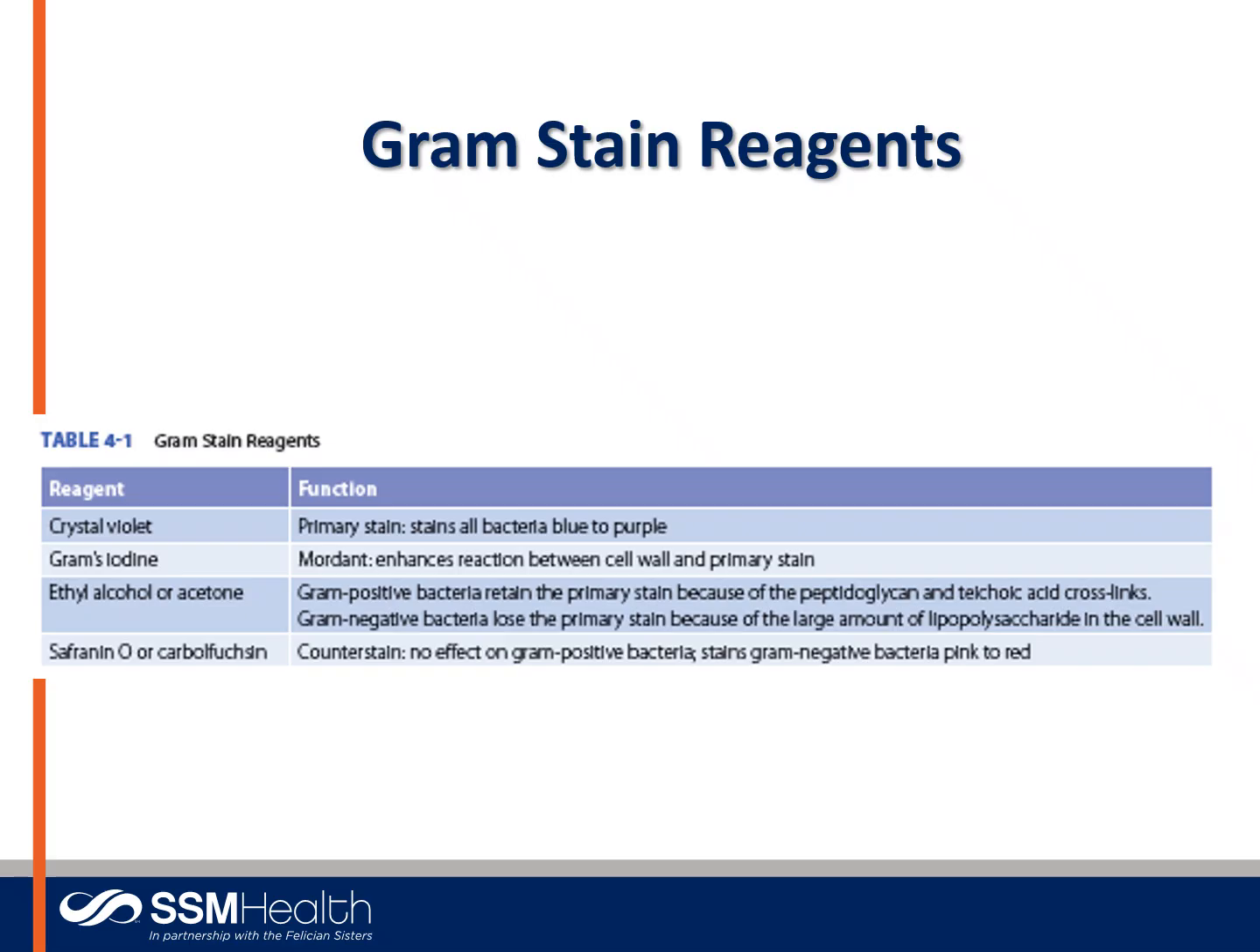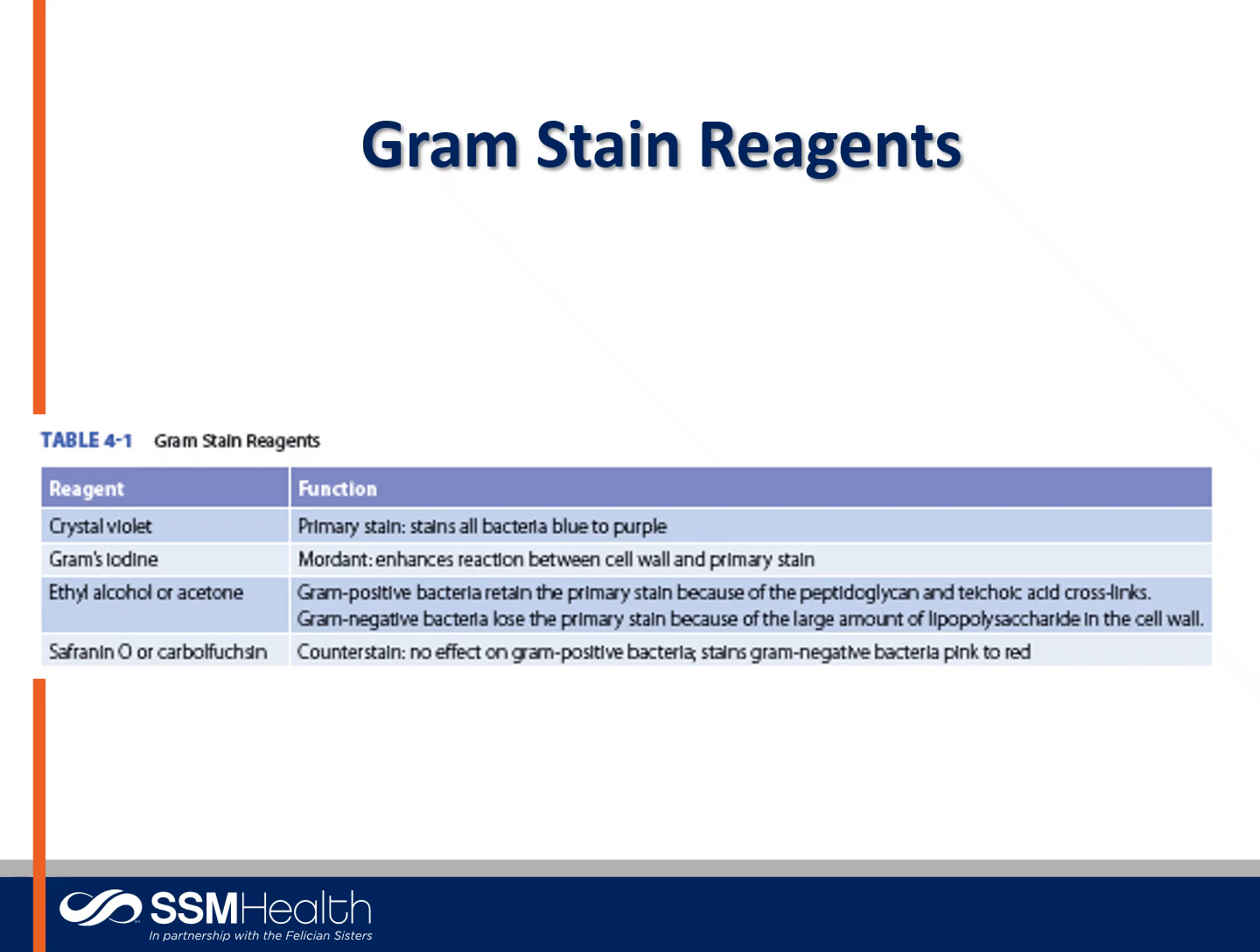So for gram stain, our primary stain is crystal violet, and it will stain all bacteria dark blue to purple. We have a second stain called Gram's iodine, and that acts as a mordant. Okay, that enhances the reaction between the cell wall and the primary stain. So it just kind of helps bind that primary stain to the cell wall.